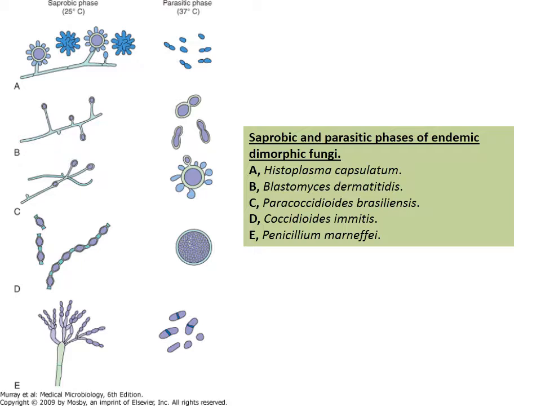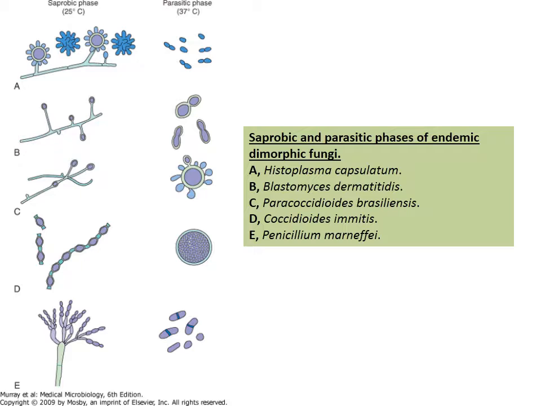B is Blastomyces dermatitidis. And C is Paracoccidioides brasiliensis. And number D is Coccidioides immitis. And then number E is Penicillium marneffei. So these are some of the important endemic dimorphic fungi, and you can see from here that they do exist in two different forms, and they are temperature sensitive. Now the question is how would they enter our bodies and where do they go?